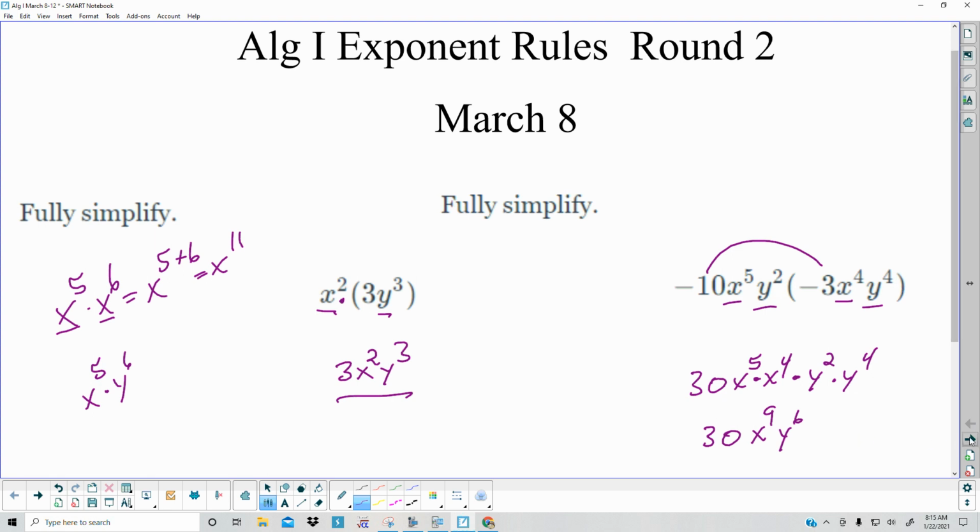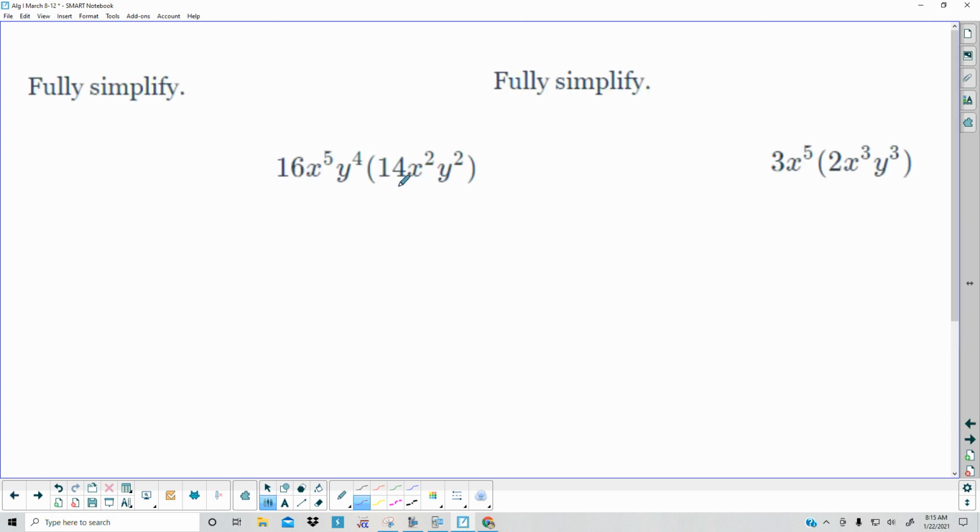Okay. Multiply the coefficients. So I need a calculator for that one. So 16 times 14 gives me 224. Then I have x to the 5th times x squared, and y to the 4th times y to the 2nd. So I have 224, x to the, add your exponents, y to the, add your exponents.